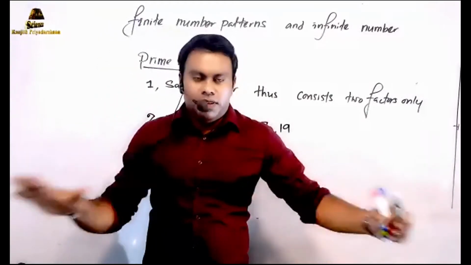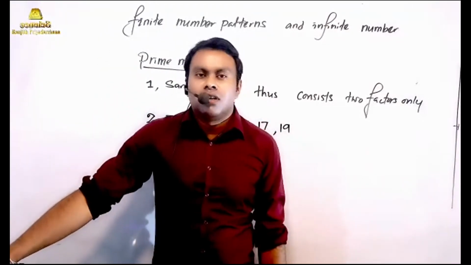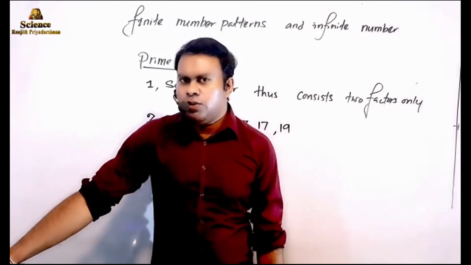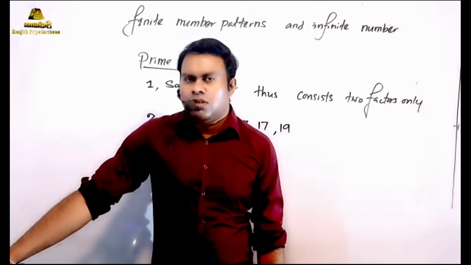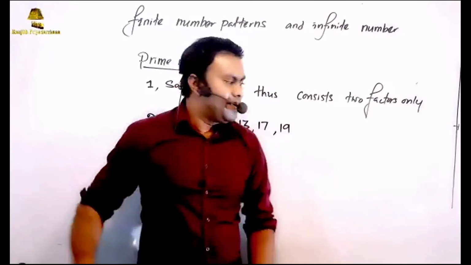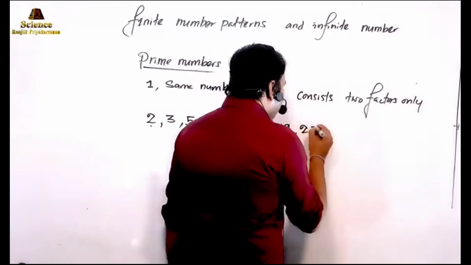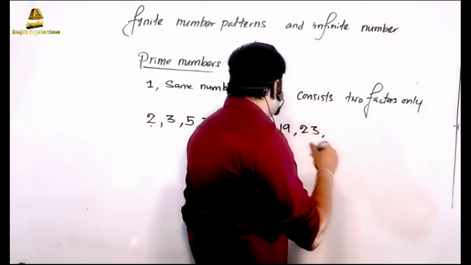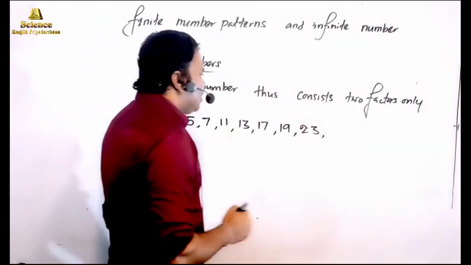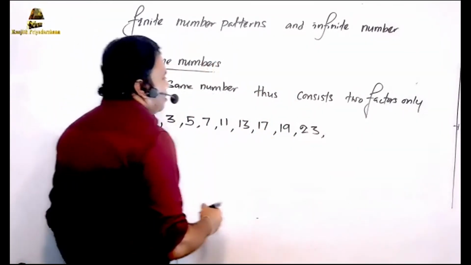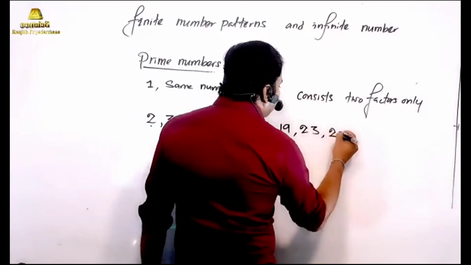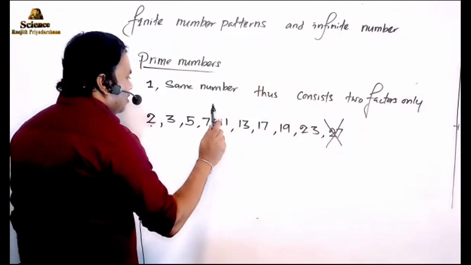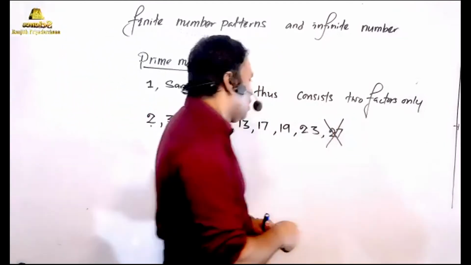20? Never. 21? Can't. 22? Can't. 23? Yes, it can be taken. 24 can't. 25? Can't. 26? Can't. 27? Can't. Why? Because it is divisible by 3. Okay, that's enough.